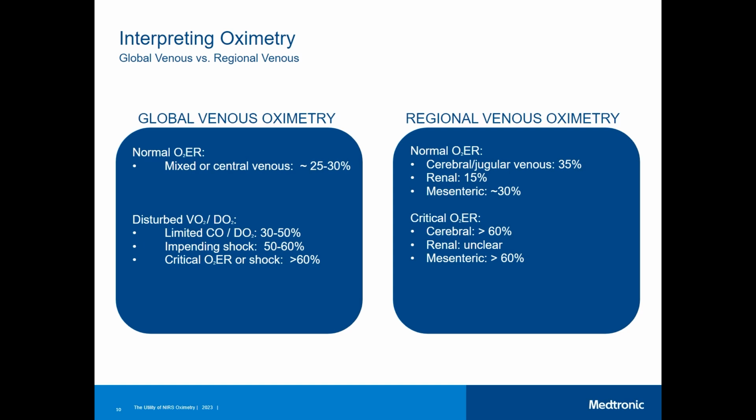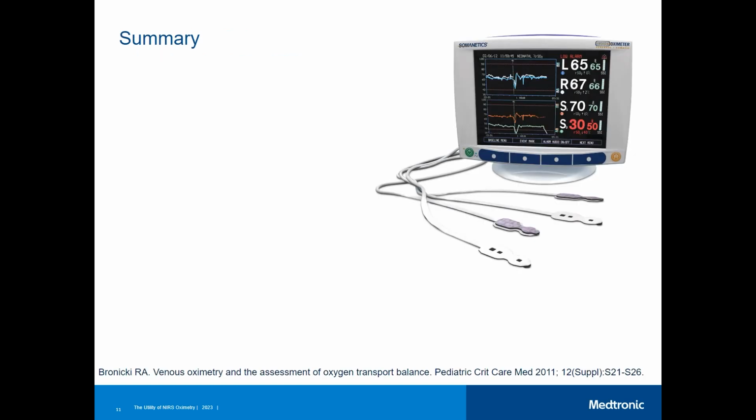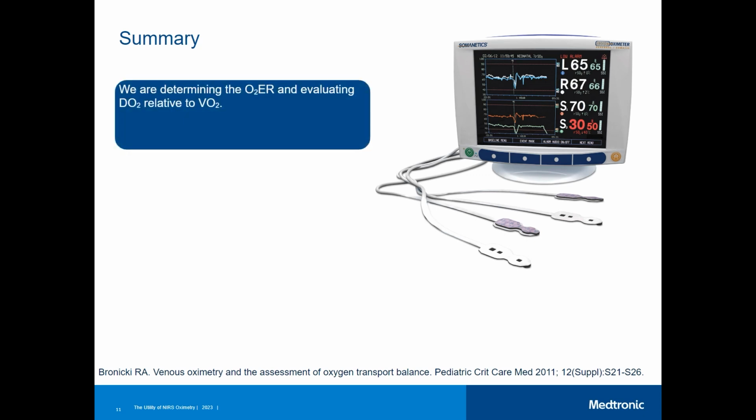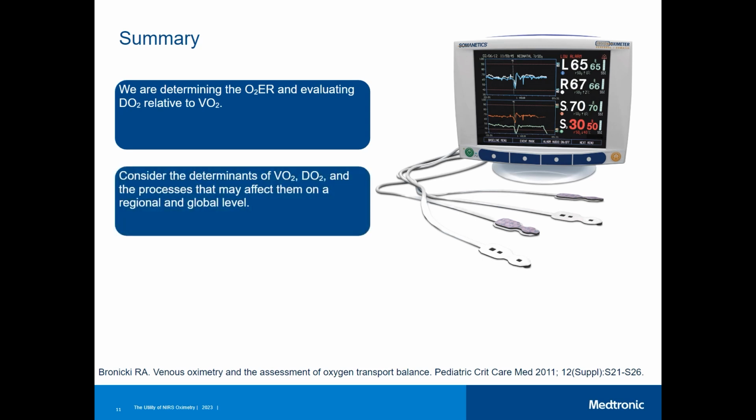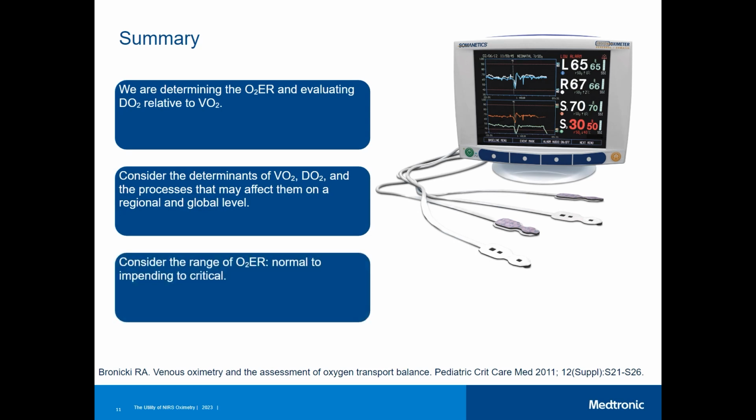On a regional level, the normal oxygen extraction ratio for the brain is 35% or so, 15% or so for the kidneys, and 30% for the mesentery. And the corresponding critical oxygen extraction ratio for the brain is a value of 60%. For the kidneys, it is unclear, and for the mesentery, it is 60%. In summary, we are determining the oxygen extraction ratio and evaluating oxygen delivery relative to oxygen consumption. Consider the determinants of oxygen consumption, oxygen delivery, and the processes that may affect them on a regional and global level. And finally, consider the range of oxygen extraction ratios, normal to impending to critical.